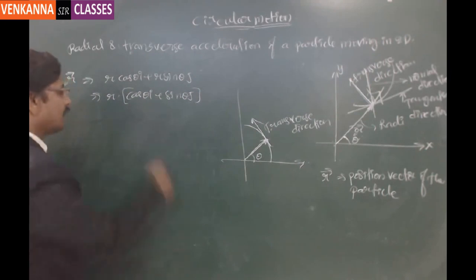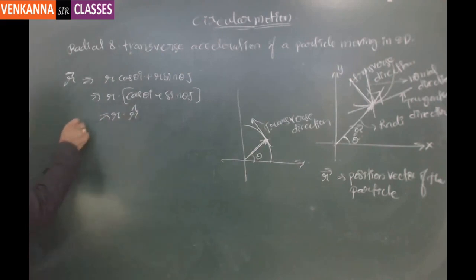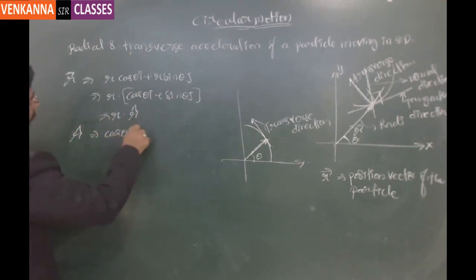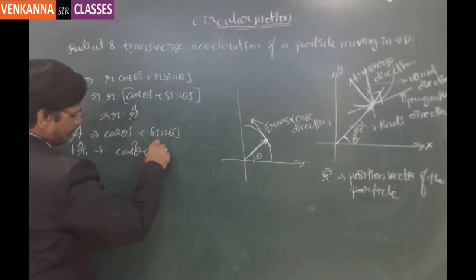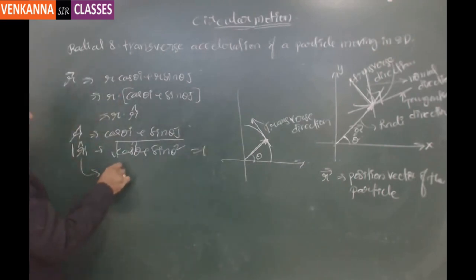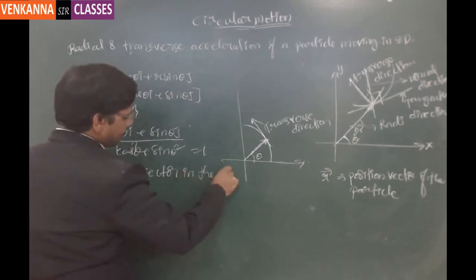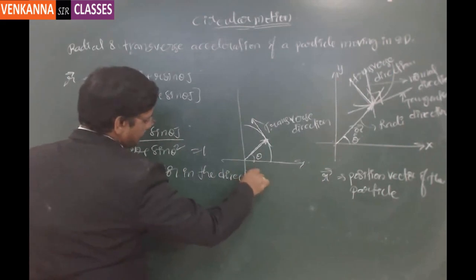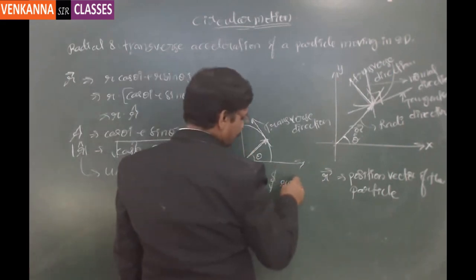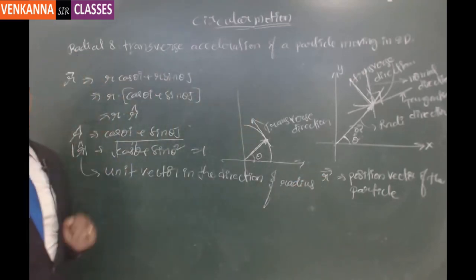If you note the magnitude of this vector, if I call this r into r cap, then r cap can be treated as cos theta i + sin theta j. Now the magnitude of r cap is the square root of cos square theta plus sin square theta, which is 1. Hence this is a unit vector in the direction of the radius. So this is the radial direction, right?